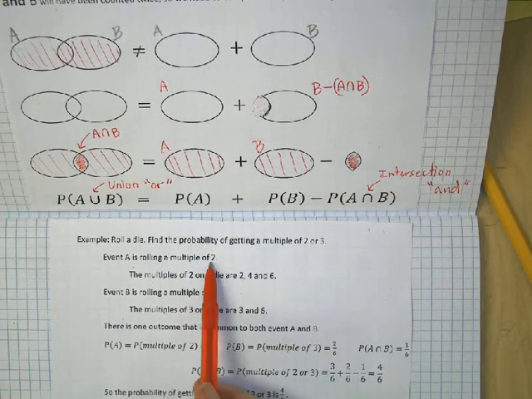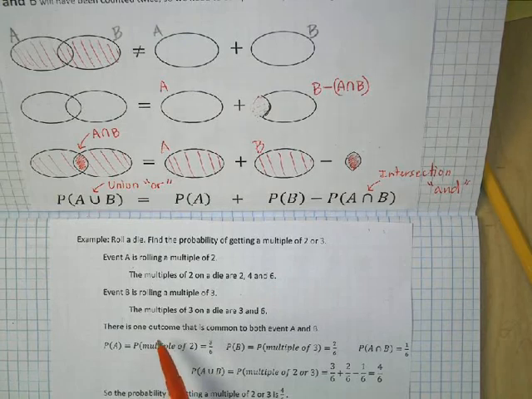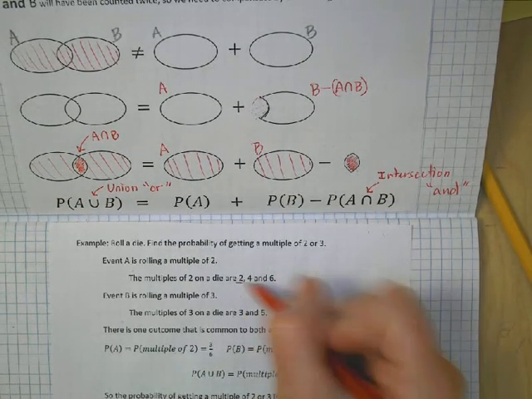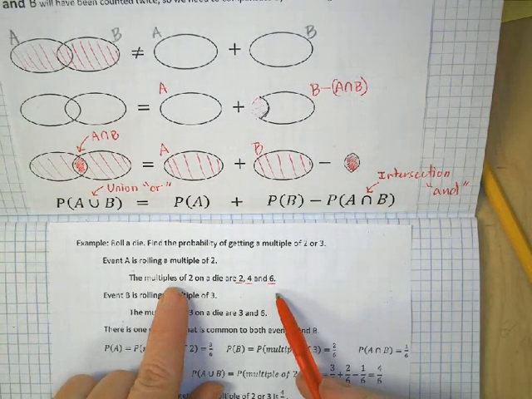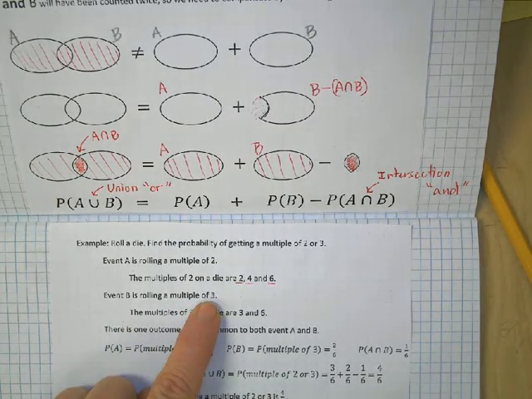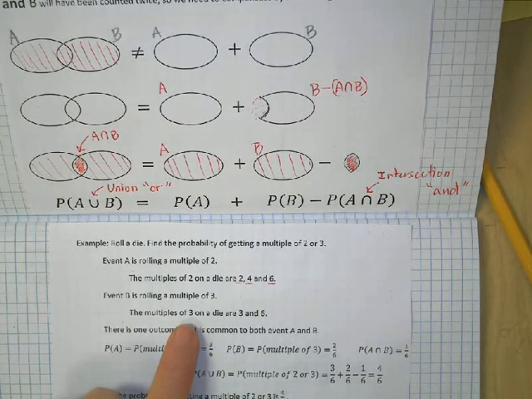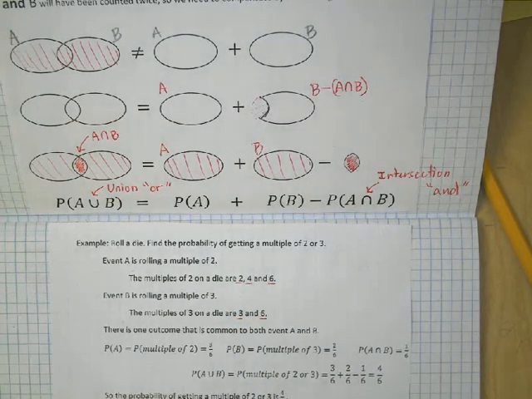On a die, we have the numbers 1 through 6. So the probability of rolling a multiple of 2, well, what are my multiples of 2? There are 2, 4, and 6. So I have 3 possible ways of rolling a multiple of 2. Event B is rolling a multiple of 3. On a die, my multiples of 3 are 3 and 6. So there's 2 ways I can roll a multiple of 3.